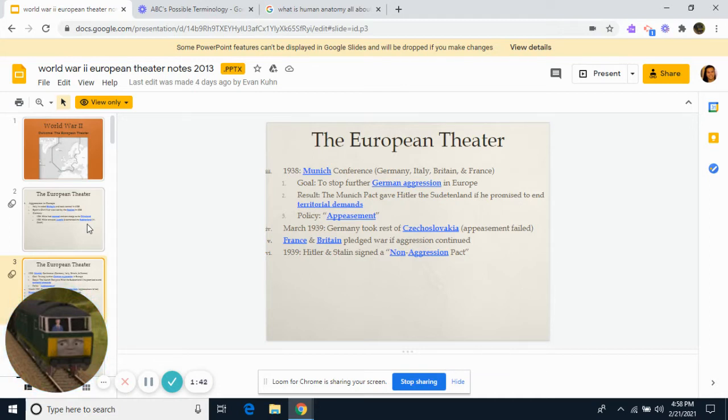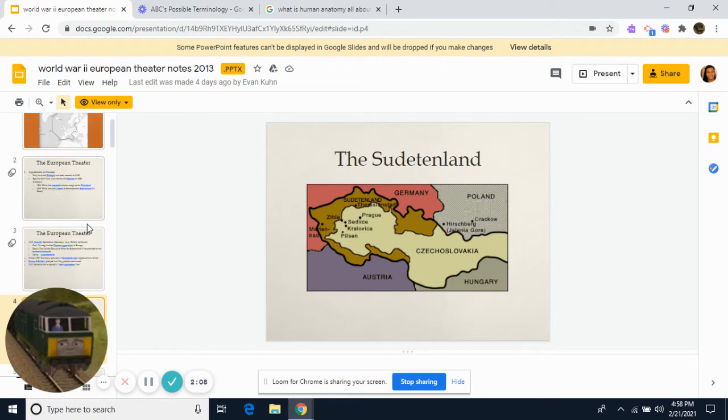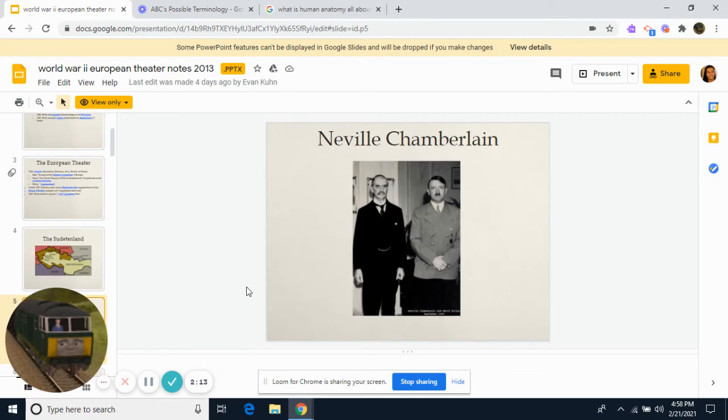Policy: appeasement. March 1935, Germans took the rest of Czechoslovakia. Appeasement failed, which pretty much failed a lot, but France and Britain pledged war if aggression continued. 1939, Hitler and Stalin signed a non-aggression pact, which is kind of like a stay-out process. The Sudetenland, which you can actually see right here. Neville Chamberlain.